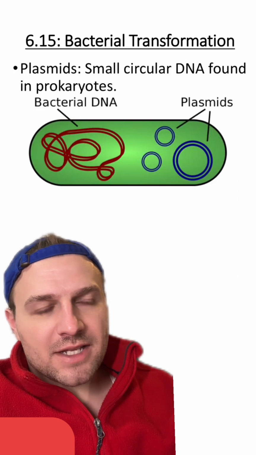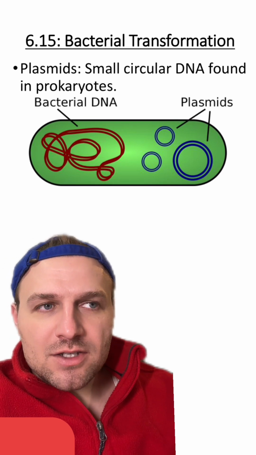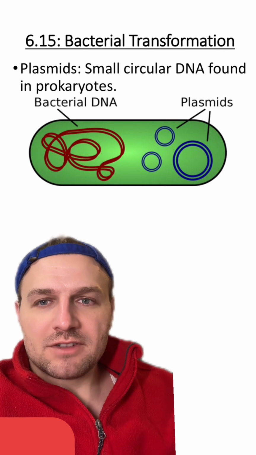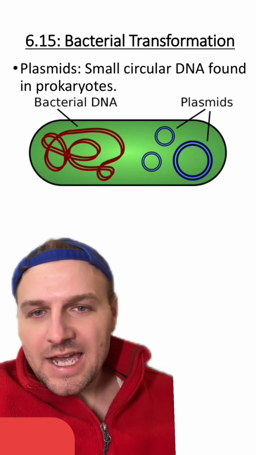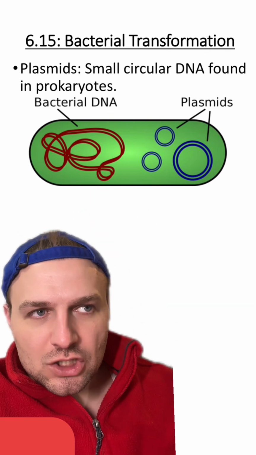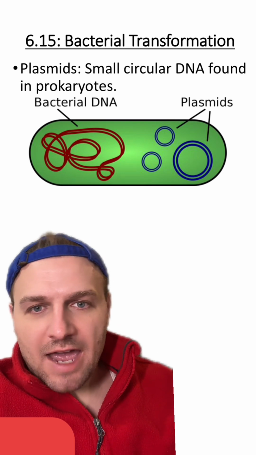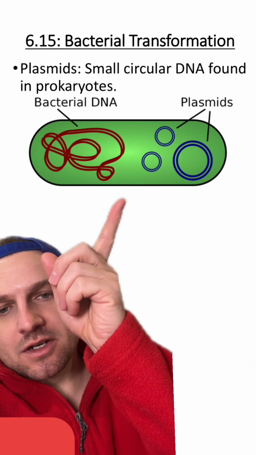When we're talking about bacterial transformation, we're talking about prokaryotic cells, and prokaryotic cells have this extra piece of DNA called a plasmid. These plasmids are basically just smaller forms of the chromosome that they can exchange between different bacterial cells. So again, bacterial cells have plasmids, which are small circular strands of DNA.